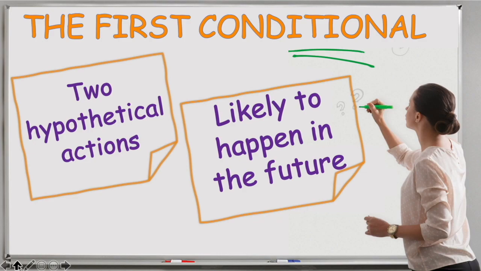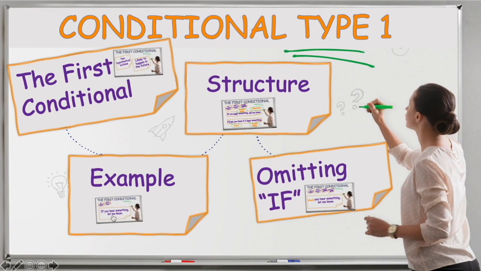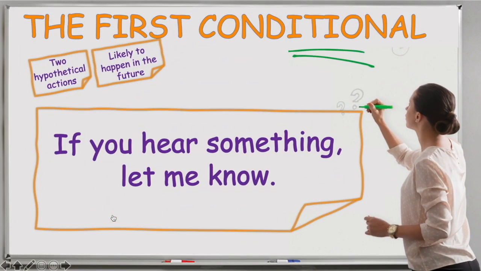Let's take an example so that we understand exactly what I mean. I could tell somebody, listen, if you hear something, let me know, will you? When I say this, I imply that the person I'm speaking to will probably hear something about whatever we are discussing, and when they do, I would like them to tell me about it. So the actions are likely to happen.